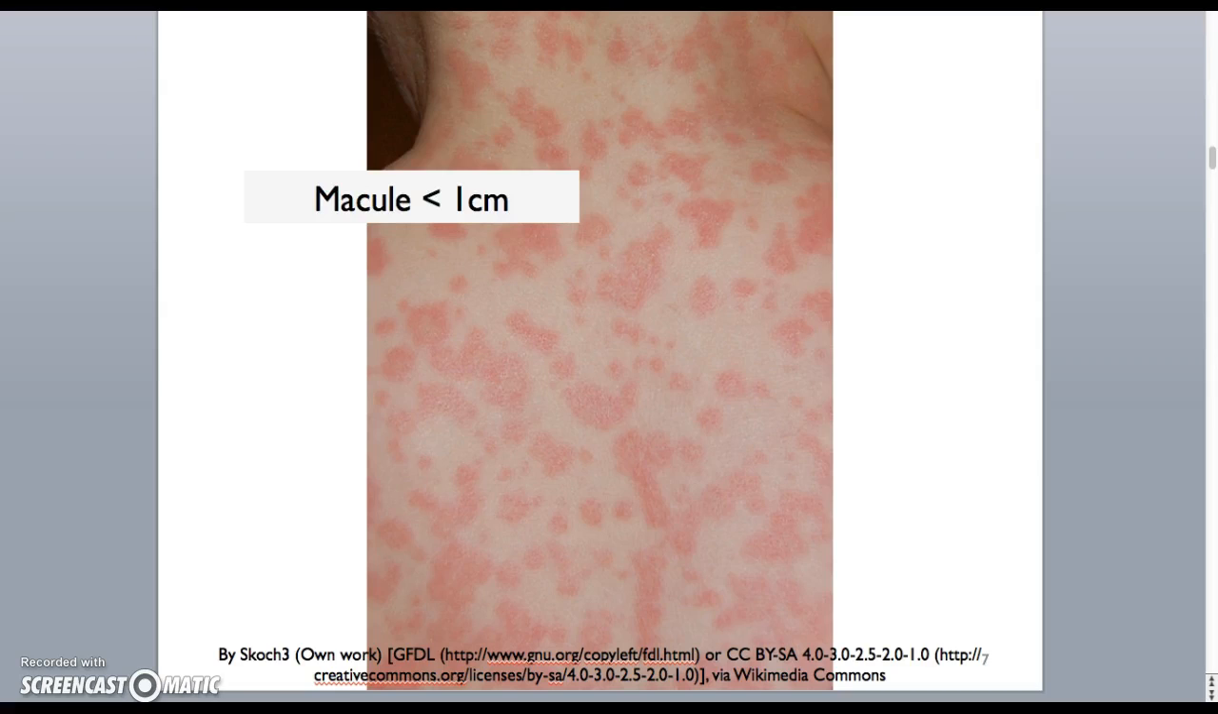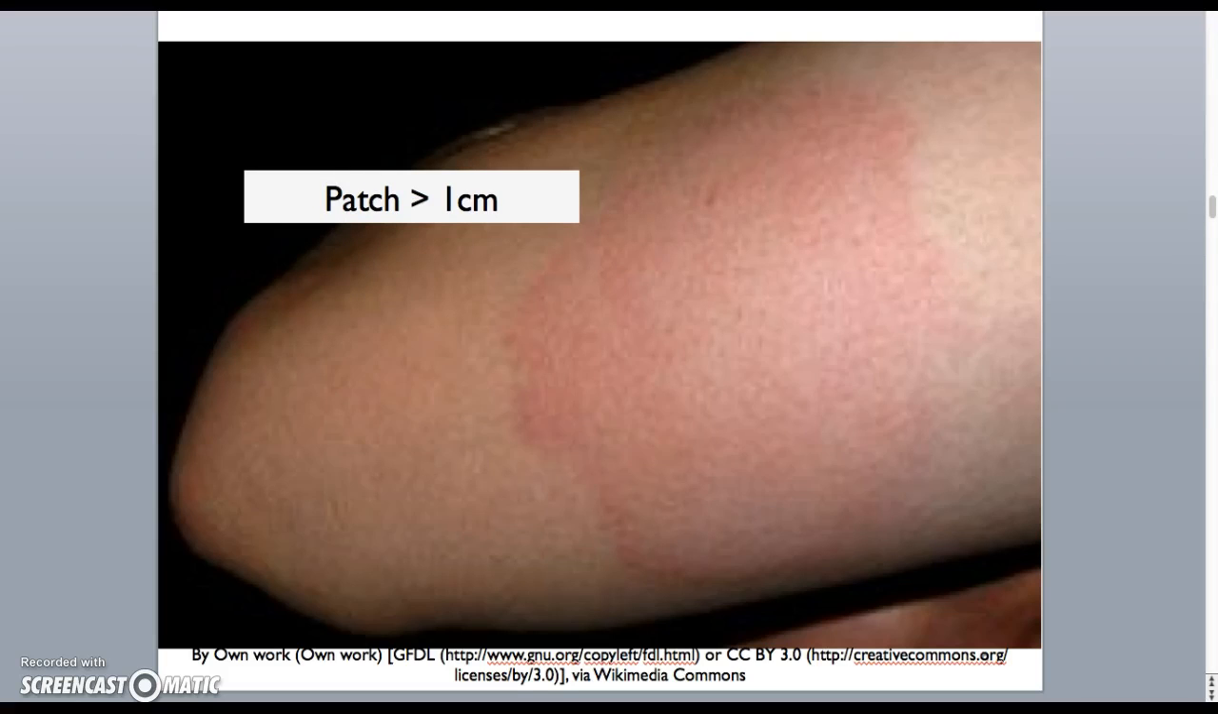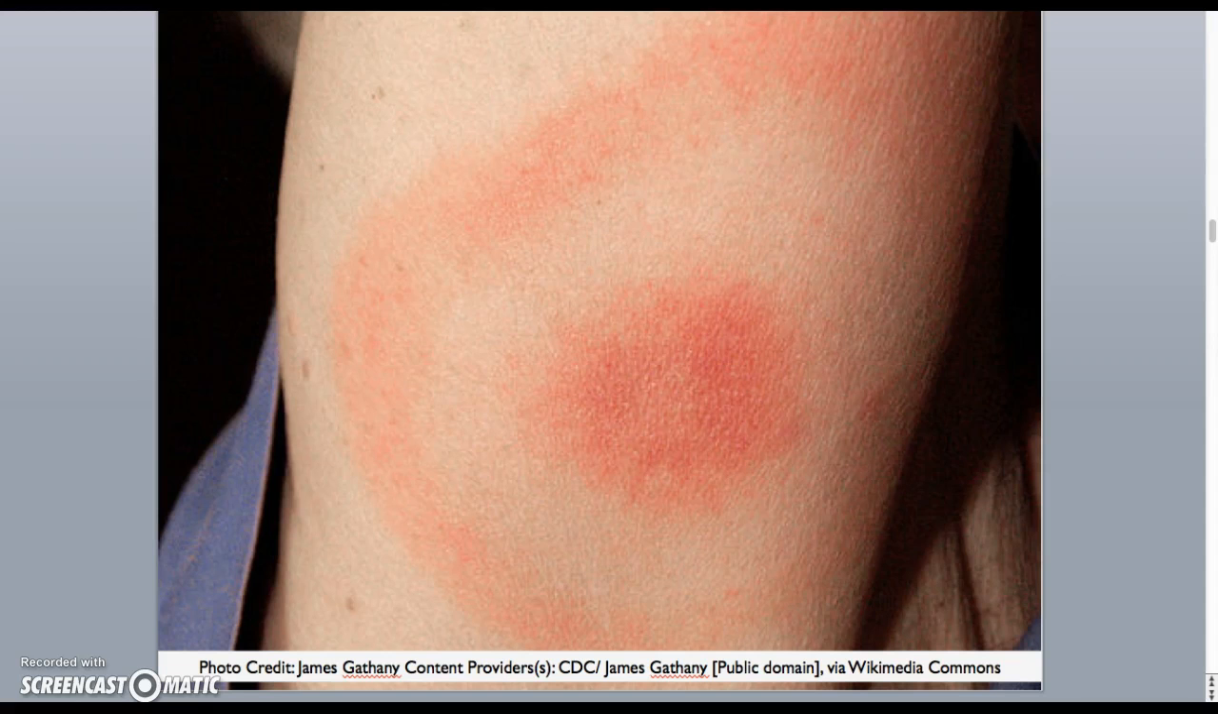A macule is a flat rash that's less than 1 centimeter. If it is a flat rash that is more than 1 centimeter, it is called a patch. This is also an example of a patch.